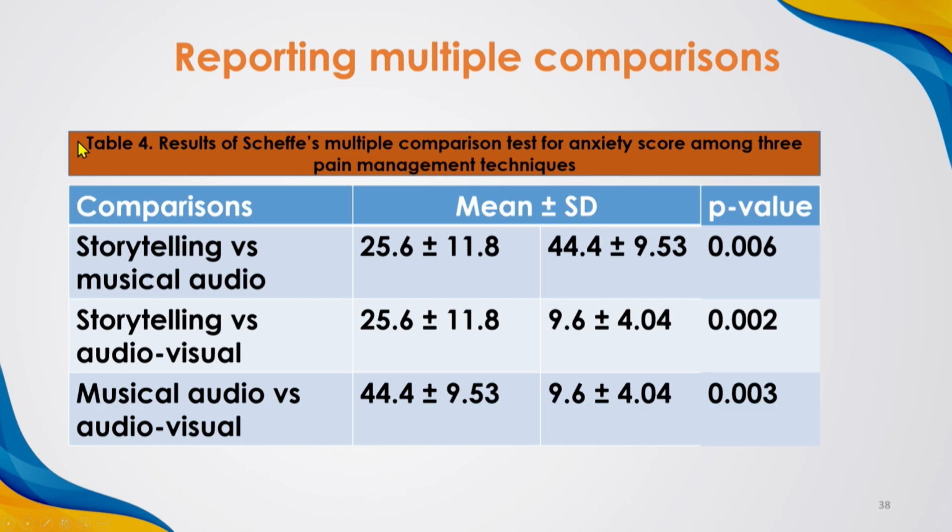Based on the table, we are coming to the actual reporting of Scheffe's test. Here we had the different comparisons: storytelling versus musical audio, storytelling versus audio visual, musical audio versus audio visual, and these are the mean and standard deviation of the corresponding groups. This is the p-value which we get from a statistical package like SPSS. Previously we had concluded based on the critical value. From the p-value we understand it is less than 0.05, so we are going to reject the hypothesis that the mean of the storytelling group is the same as the mean of the musical audio group. Similarly, in this test all the means we are comparing are giving significant results.